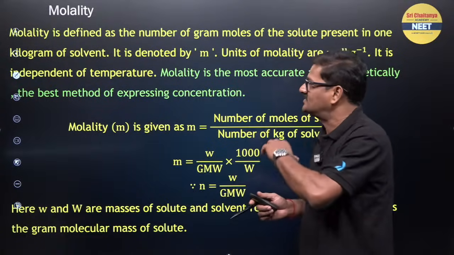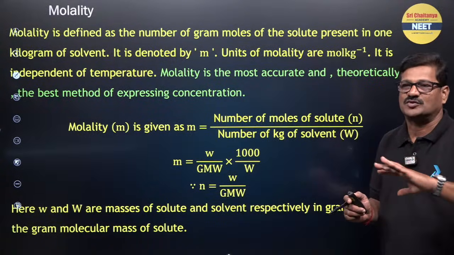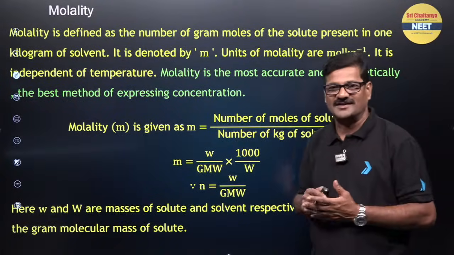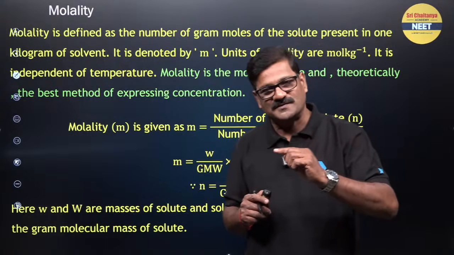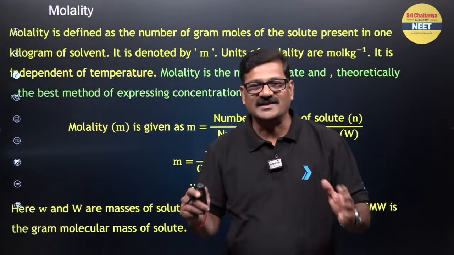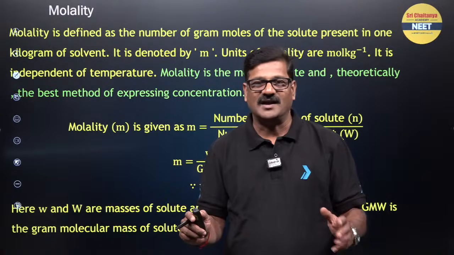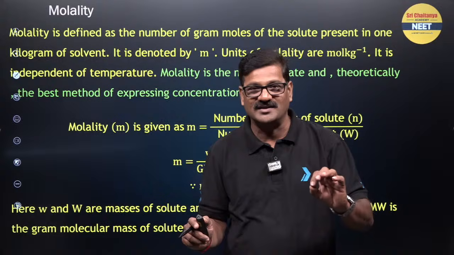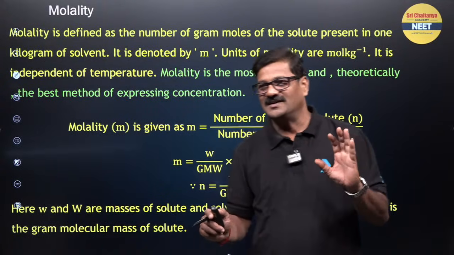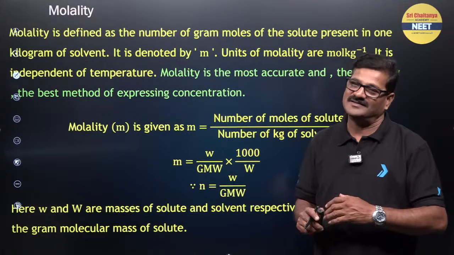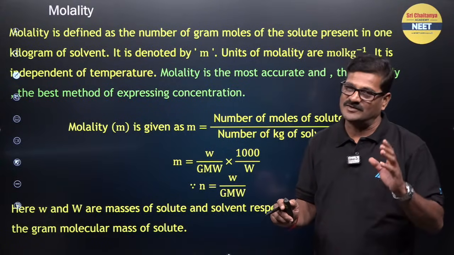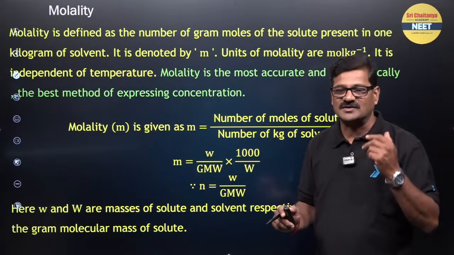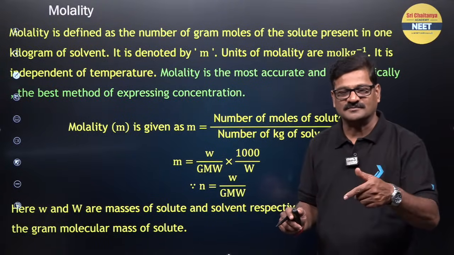We'll go through a quick recap of the colligative properties. So what is the molality? It is the number of moles of a solute present in a kg of the solvent, and for molarity you take a liter of solution, here you are going to take a kg of solvent, right? Mole liter inverse is the unit for molarity, and mole kg inverse is the unit for molality.